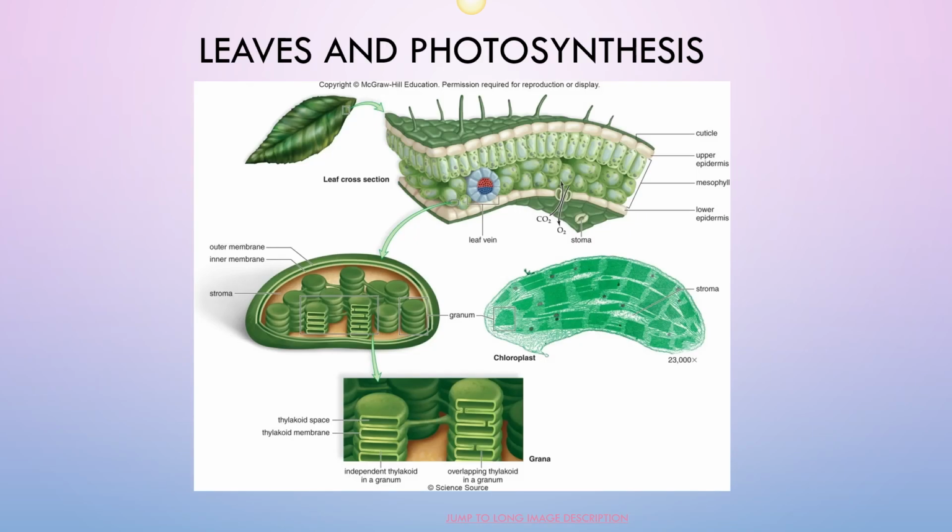If we look at the typical leaf, inside of a chloroplast you can see each one of these structures is a thylakoid disc, and they're stacked in grana, and then stroma is this fluid that fills up the chloroplast.